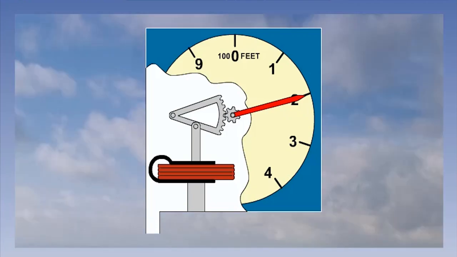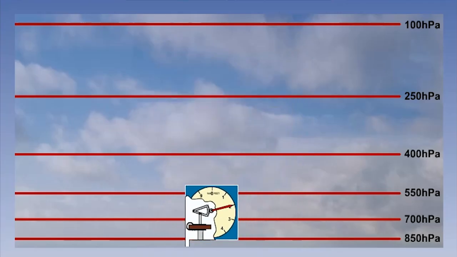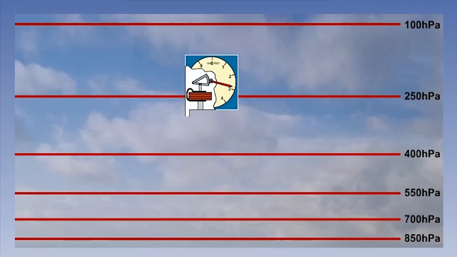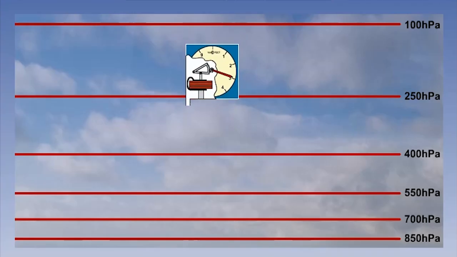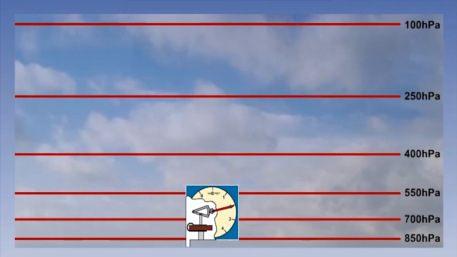Now we've seen how it works, let's put it into practice in the atmosphere. We said pressure would decrease with height. Therefore, as our aircraft climbs through the atmosphere, the pressure will decrease and the altimeter pointer moves clockwise, showing an increase in height. Conversely, when the aircraft descends through the atmosphere, the pressure increases and the pointer moves anti-clockwise, showing a decrease in height.